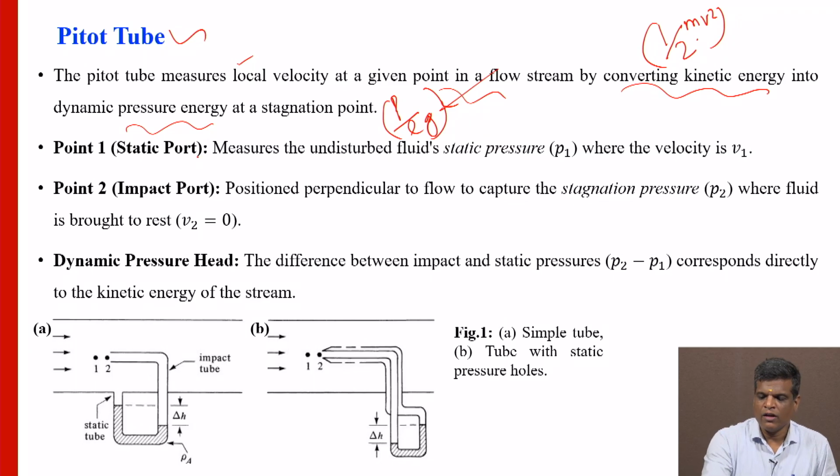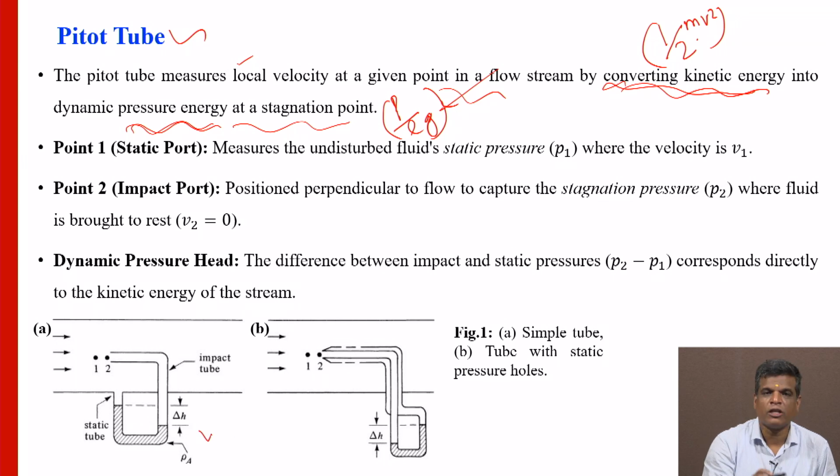Here the basic Bernoulli equation applies. There is a potential energy, but since both points are at the same level, the potential energy is 0. So we are only taking the kinetic energy, that is half m v squared, and the dynamic pressure energy. There is a dynamic pressure energy at a stagnation point. So this is a pitot tube.